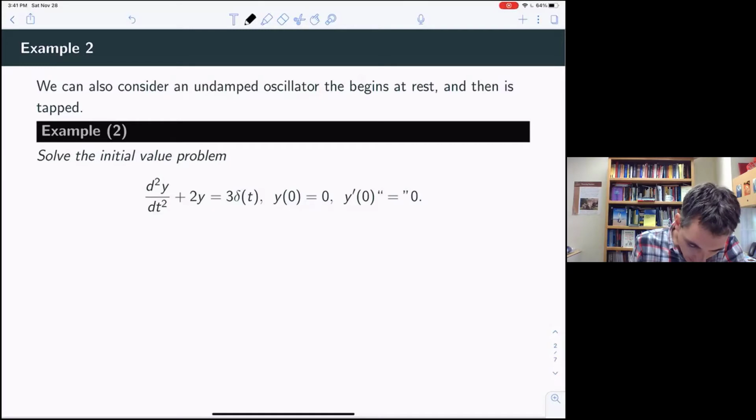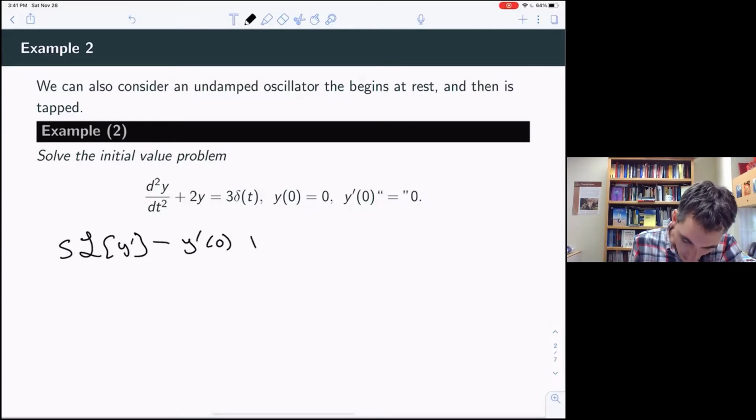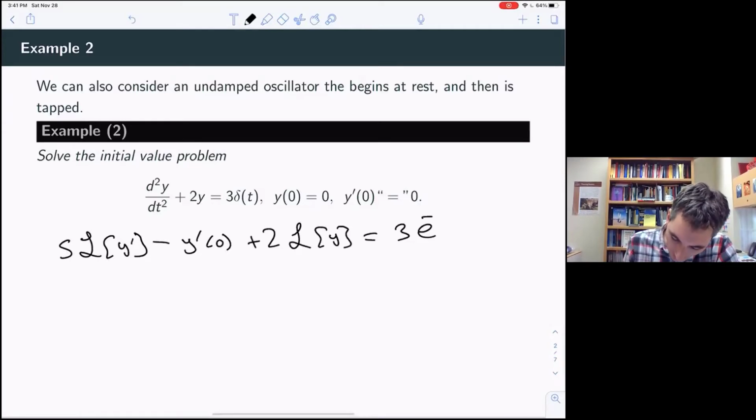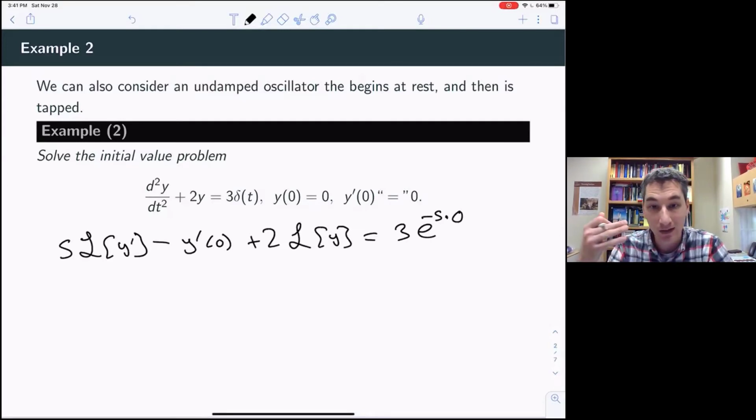If you do, you're going to get what? sL of y prime minus y prime of 0 plus 2L of y equals 3 e to the minus s times 0, right? Because e to the minus s t naught would be the Laplace transform of the delta at t naught. So if t naught is 0, it's just e to the minus s times 0. But that's really just going to be e to the 0, which is 1. So you're just going to get 3 on the right-hand side.